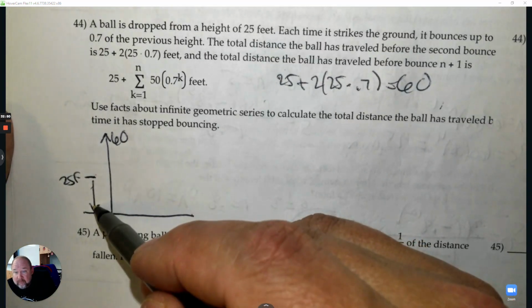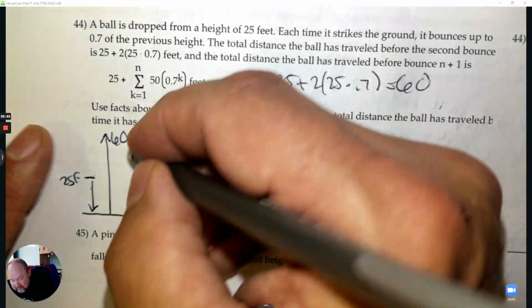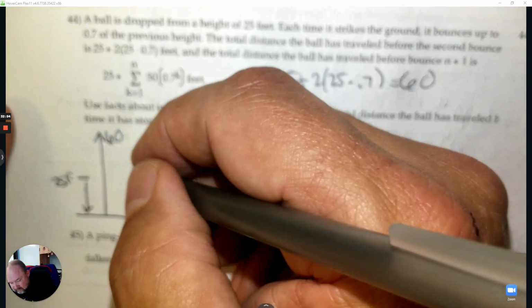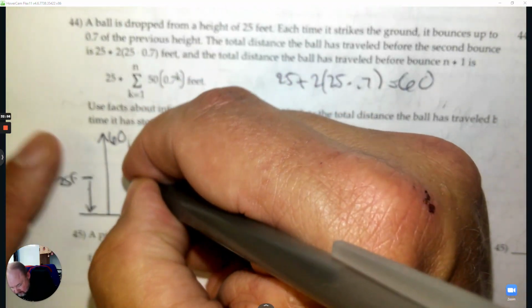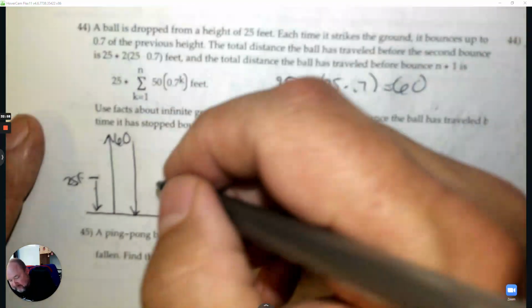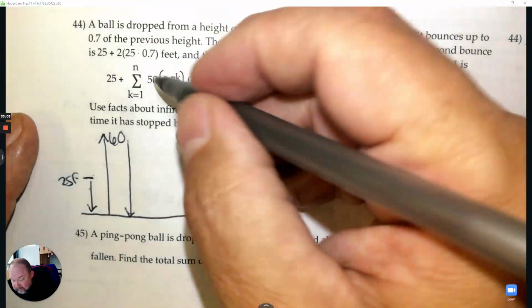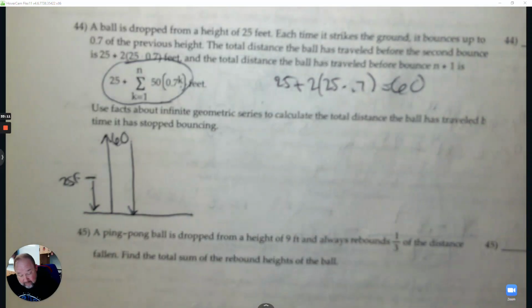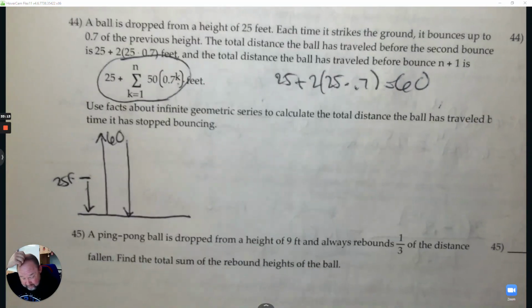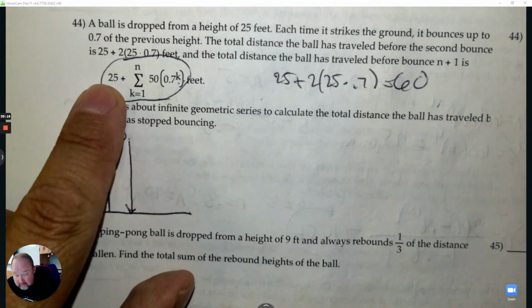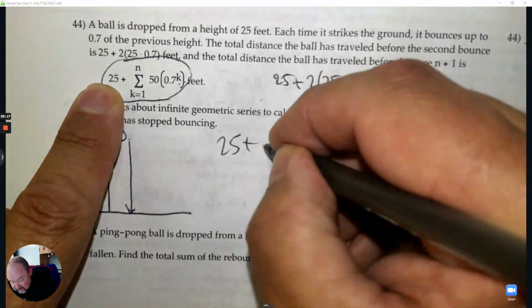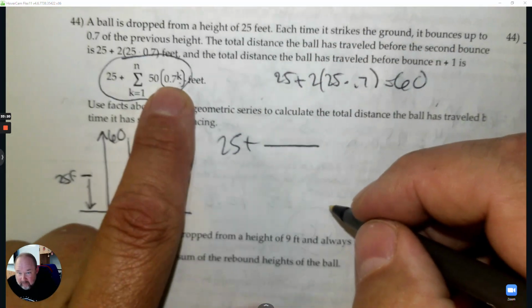So it bounces, but it bounces super high, and then the next time when it comes down, it then goes up to 0.7 of that. So then you would plug in 2 and then 3 and so on. So we're going to use this to figure out how many bounces there are in terms of to infinity. So we're going to go 25 plus, and then we're going to use this geometrically.